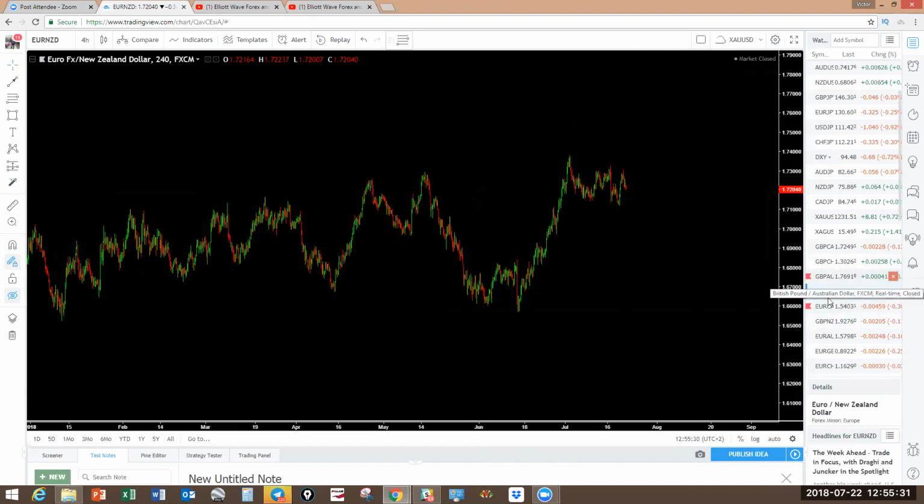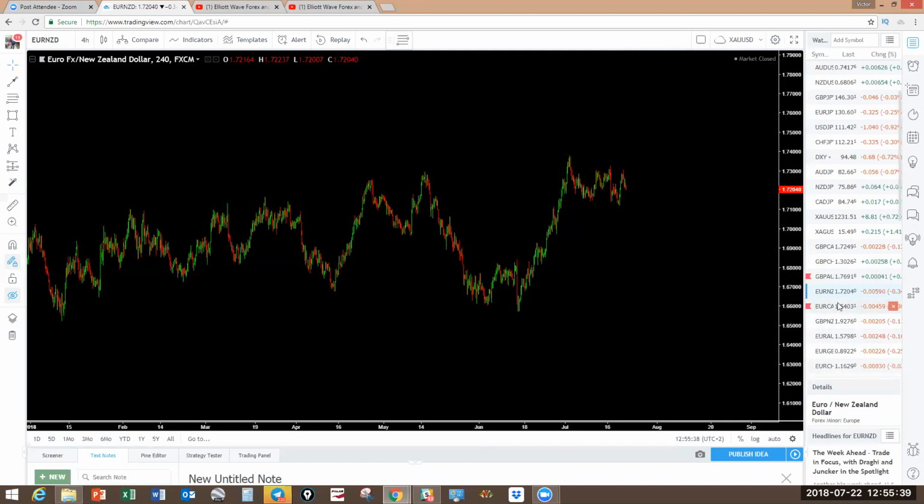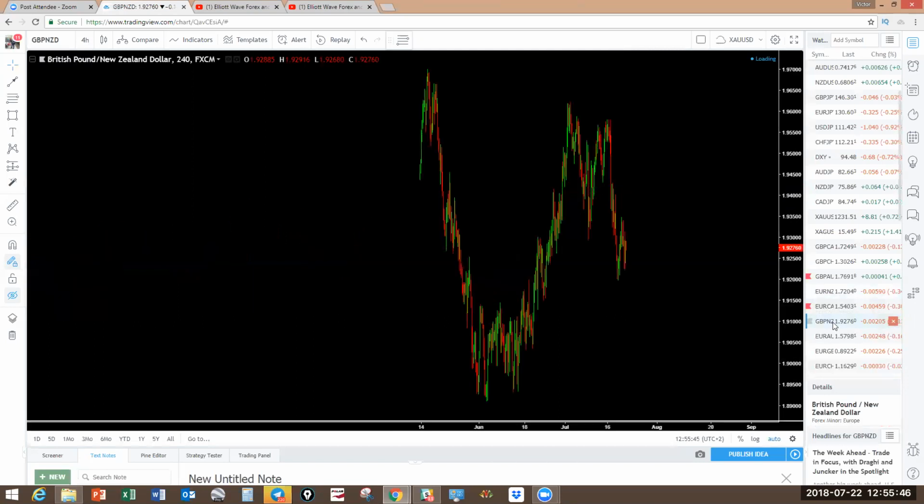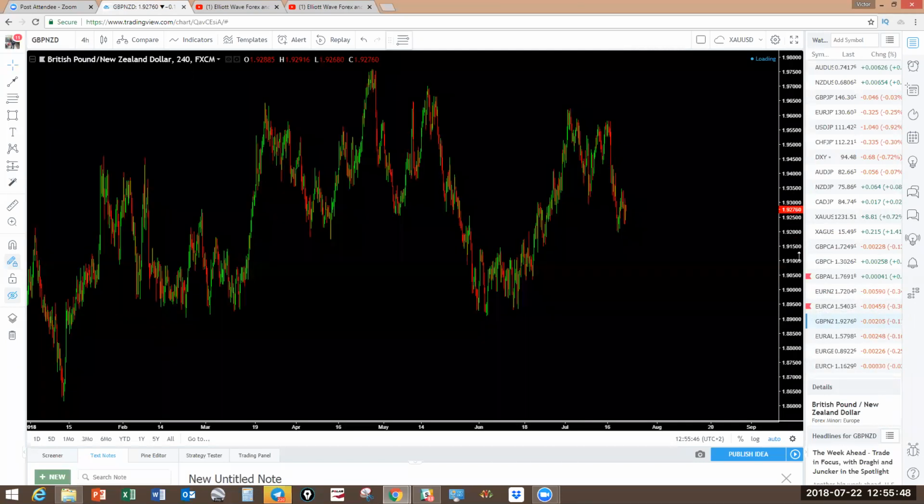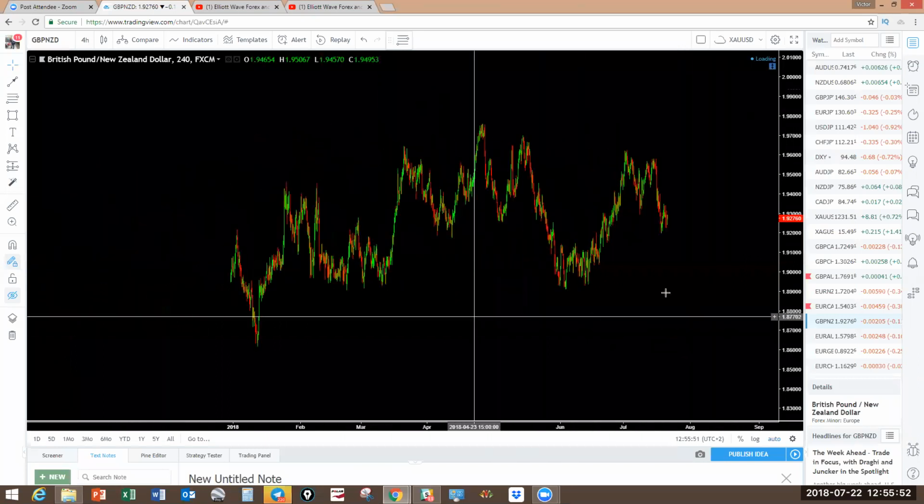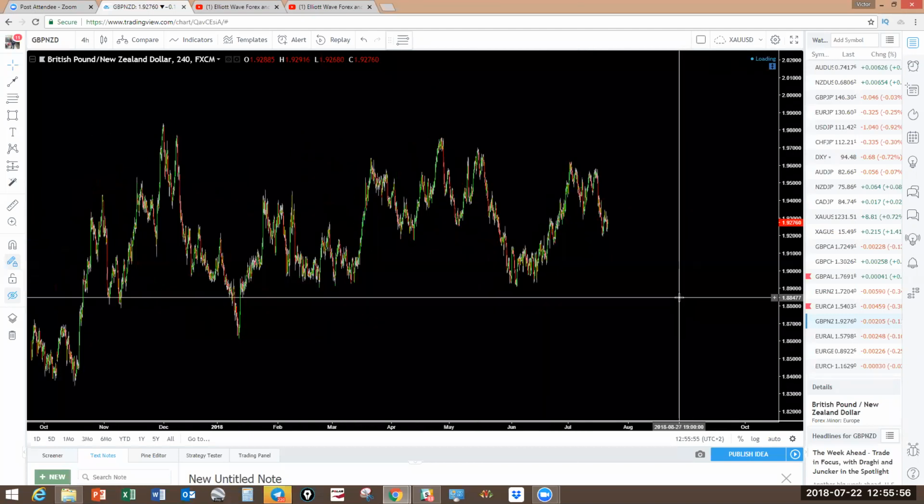Let's look at, did I do all the pound pairs? Pound AUD. Sorry guys, I should not have done Euro New Zealand. I was supposed to be doing Pound New Zealand. Guys, Pound New Zealand. Okay, now I see what you guys have been warning me. Okay, so it is Pound New Zealand. What I was talking about earlier was Euro New Zealand.